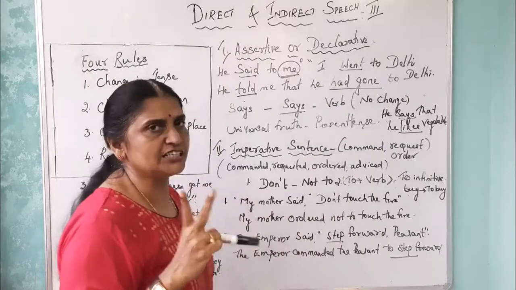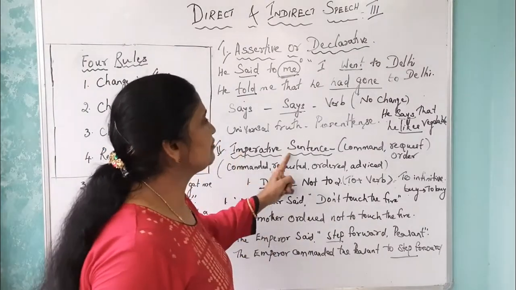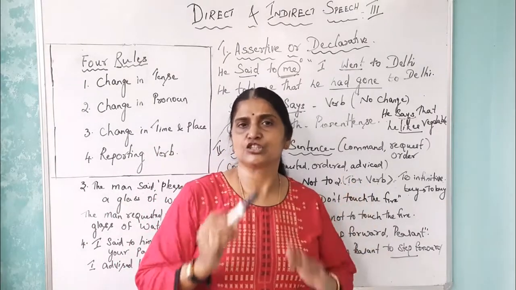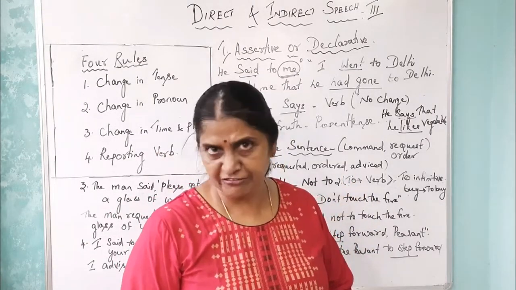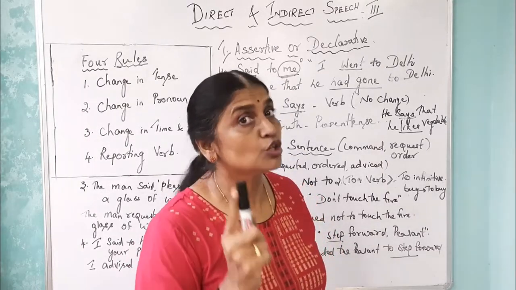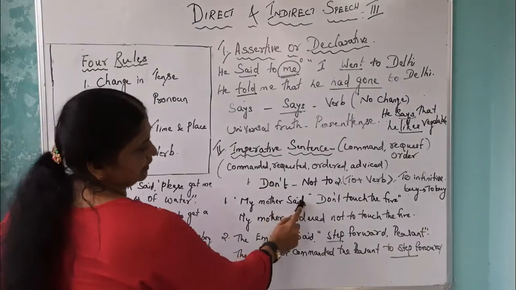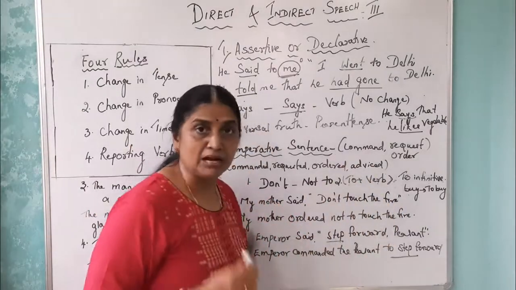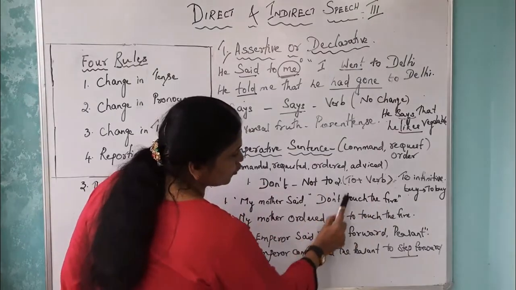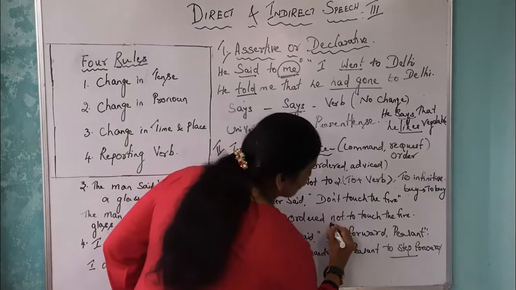Now see, suppose you get "don't" in the sentence, you have to put it as "not to". These are the only two changes you have to remember while dealing with imperative sentences. So in an imperative sentence, the verb has to be changed into the to-infinitive, and then whenever you get "don't", you have to convert it into "not to". See, my mother said, "Don't touch the fire." Now "don't", you have to change it into "not to".